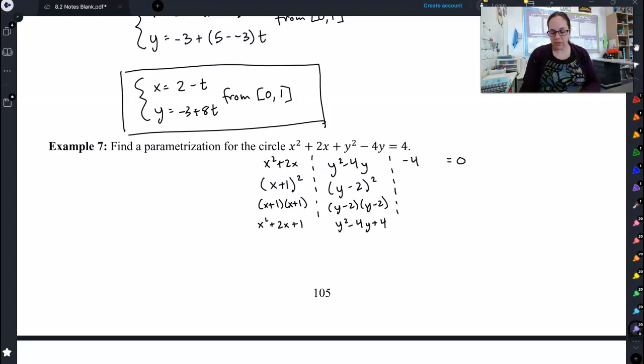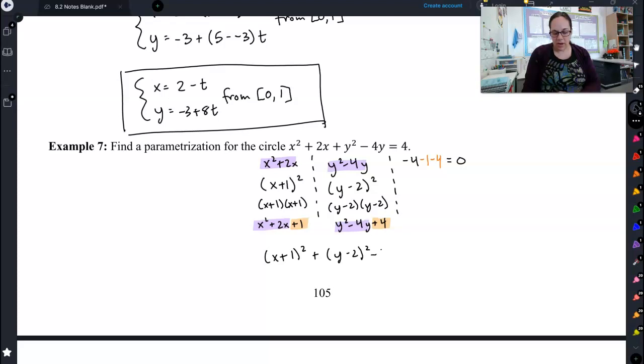And here's our built-in check step. Make sure that matches what we started with. And then these right here are the extras that I want to get rid of. So instead of plus 1, I'm going to minus 1 to get rid of it. Instead of plus 4, I'm going to minus 4 to get rid of it. So I have (x plus 1) squared plus (y minus 2) squared minus 9, looks like, equals 0. And then I'm going to bring this 9 over.